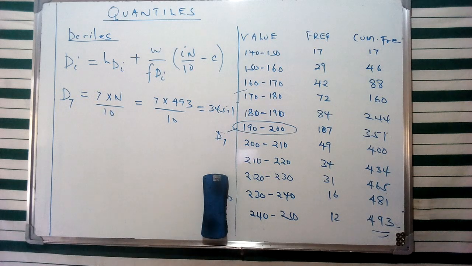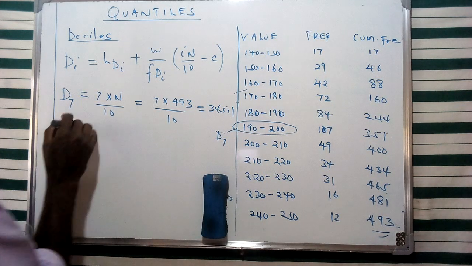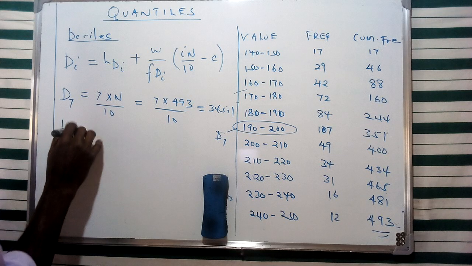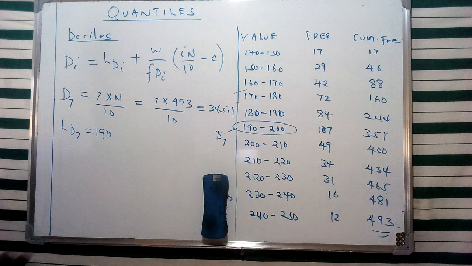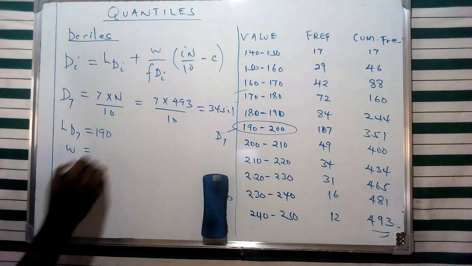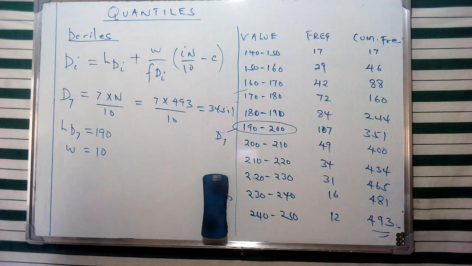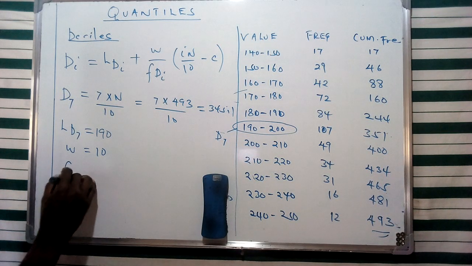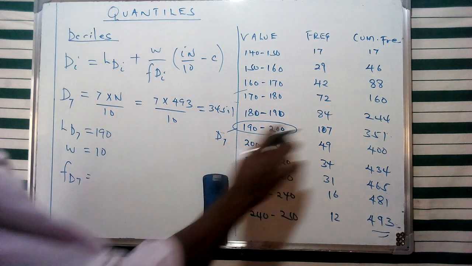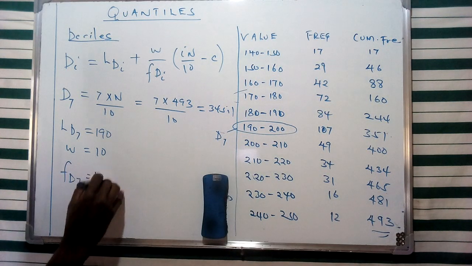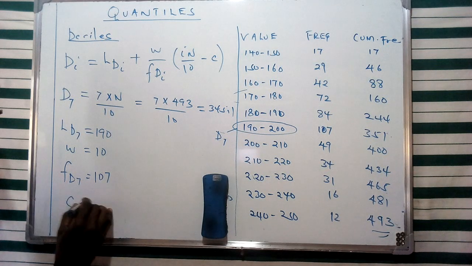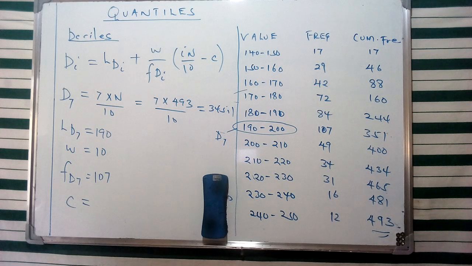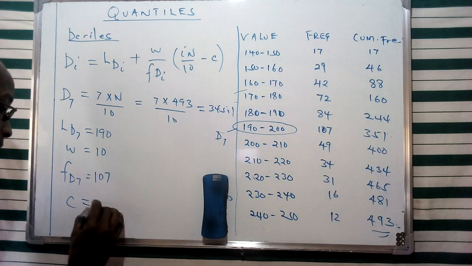So therefore we have identified this specific class. The lower class boundary of this particular class, which is L of the 7th decile, is going to be 190, and then we have the class size, which we have already found to be 10. The frequency of the 7th decile class is given as 107, and the less-than cumulative frequency of the class preceding the decile class is given as 244.